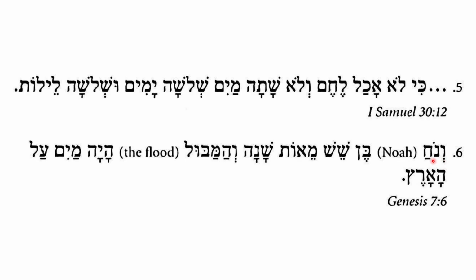Genesis 7:6. And Noah was, this is the age thing, was 600 years old, and the flood was water on the land. So I think normally it's probably trying to say, and the flood, the waters of the flood were on the land, or were over the land. But anyway, Genesis 7:6.